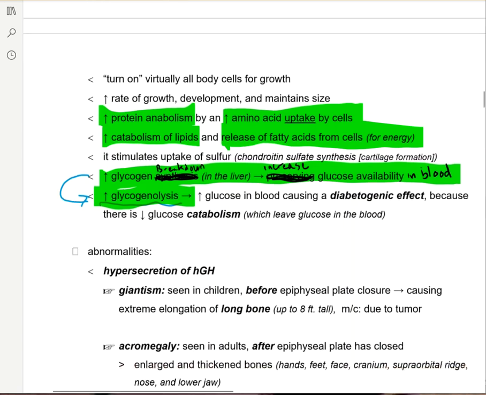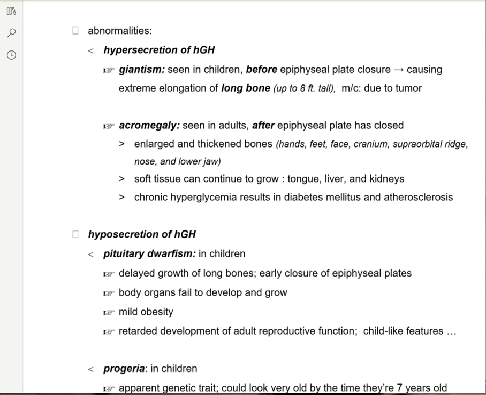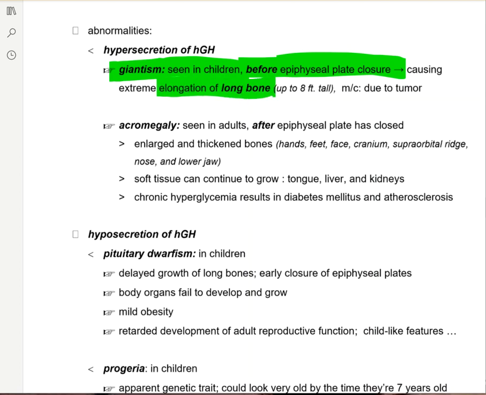Okay, now, what if some things are going wrong? Abnormalities. Okay, hypersecretion of HGH, oversecretion, right? Hyper means an excess of. We can have gigantism. Now, gigantism is seen in children, and this is because the epiphyseal plate has not closed, and therefore we get really long elongation of long bones. So we can get really, really big, tall individuals. And this is most commonly due to a tumor.